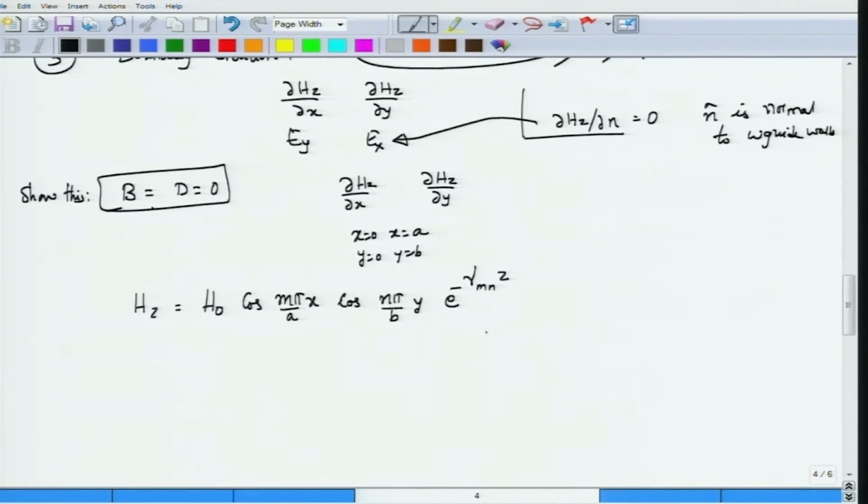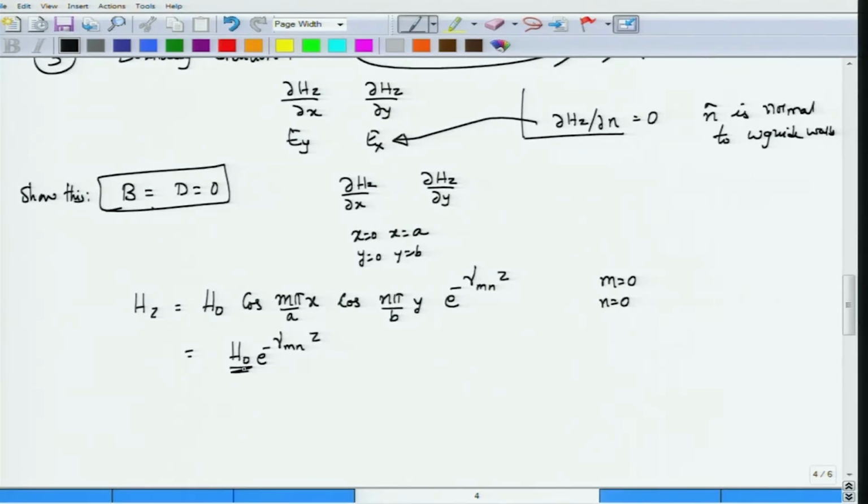Look at this expression. Now try to find out what the corresponding values of m and n would be for the lowest order mode to occur. Can we try the solution with m equal to 0, n equal to 0? Certainly you can try, because m equal to 0 turns the cos term into 1, and n equal to 0 turns the cos n pi by b y term into 1, and both ensure that Hz is still not 0. So substitute m equal to 0, n equal to 0, and the expression for Hz becomes quite simple. You are just left with H0 e power minus gamma mn into z. So you just have a constant H0.